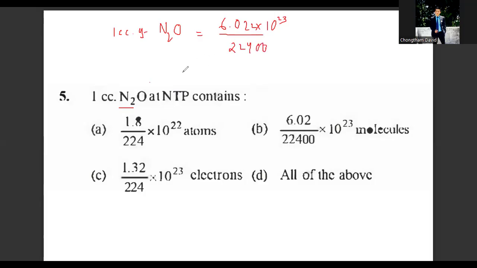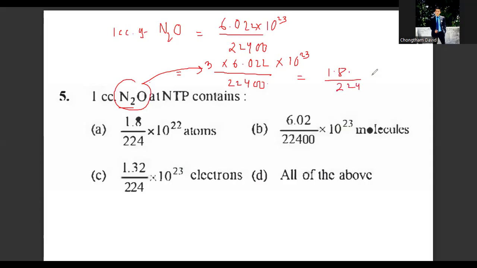So when you calculate this answer, the value, you have 3 into 6.022 into 10 to the power 23, divided by 22,400, because we are taking the number of atoms, the atomicity. So it corresponds to 1.8 divided by 22.4 into 10 to the power 22. This much atoms would be the answer.